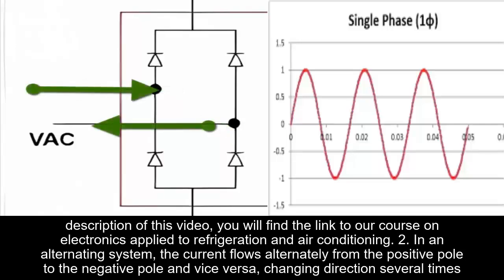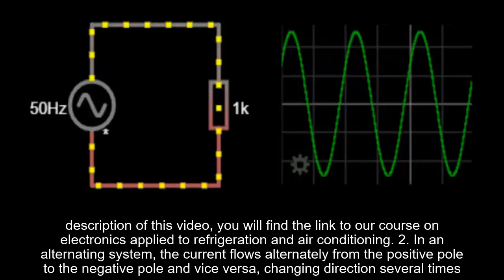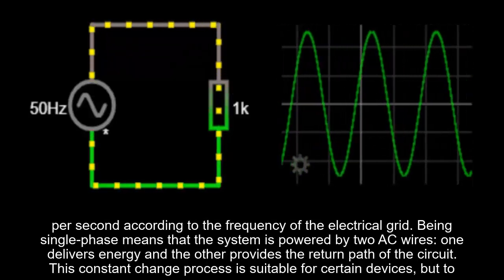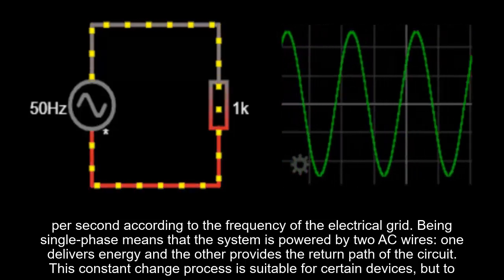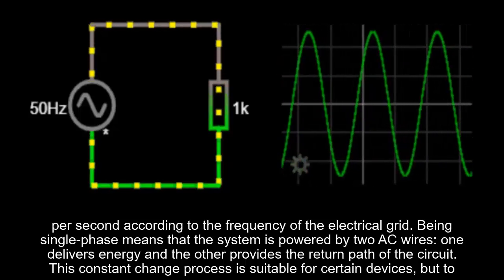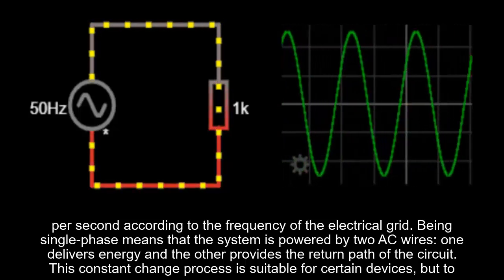2. In an alternating system, the current flows alternately from the positive pole to the negative pole and vice versa, changing direction several times per second, according to the frequency of the electrical grid. Being single-phase means that the system is powered by two AC wires. One delivers energy and the other provides the return path of the circuit.